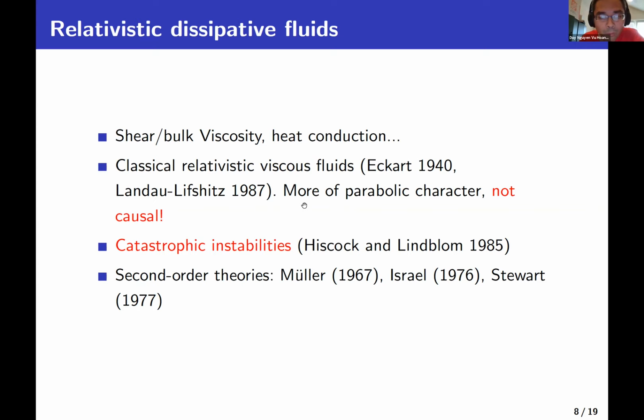So the problem with those proposals is that the equations that they propose are more of a parabolic character. And in relativity, we wouldn't like that because, as you know, the classical heat equation has an infinite speed of propagation. So in the physics literature, this is referred to as the causality problem. So we really want some underlying macroscopic equation which respects relativity in the sense that you don't have that infinite speed of propagation.